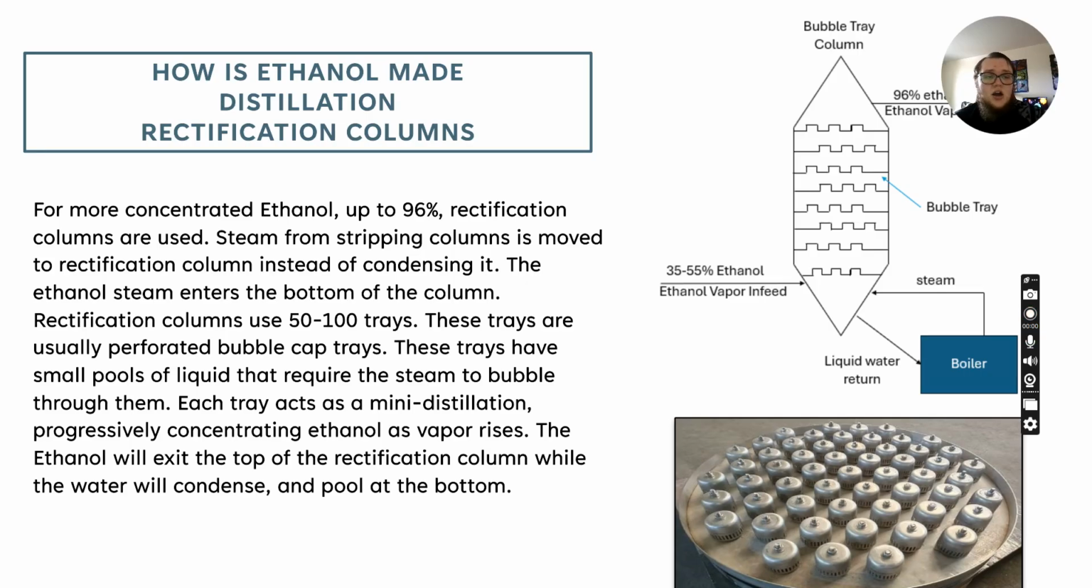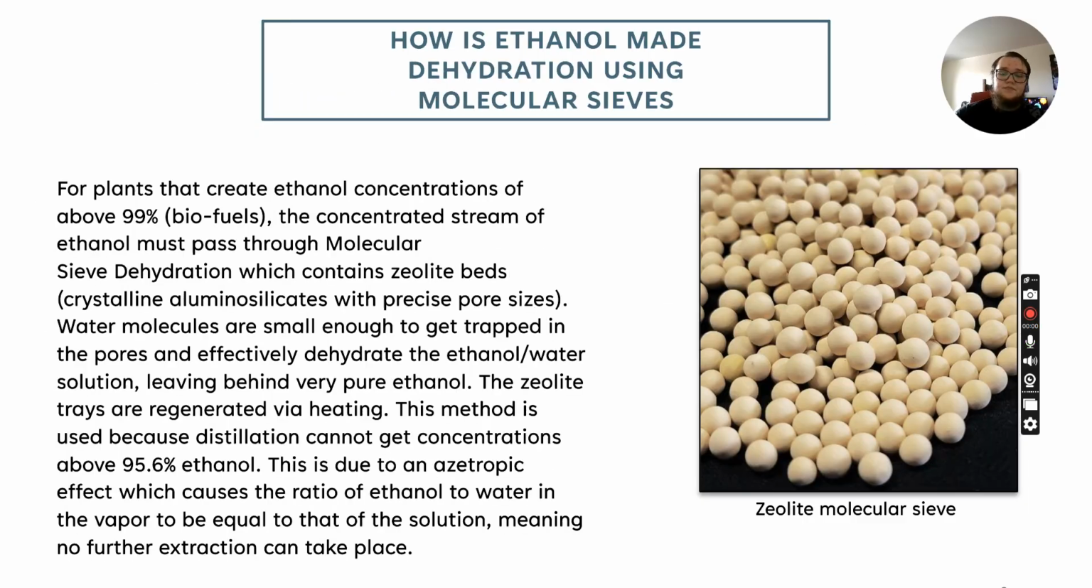The second distillation is reacidification columns. These are similar but very different. There are 50 to 100 of these perforated bubble trays down here. It is very similar to the last one where steam will push ethanol up and the steam will recondense and fall back down. The trays have small pools of liquid that require steam to bubble through, and that pushes the ethanol through it. The ethanol at the very top can reach 96%, which is a very high concentration.